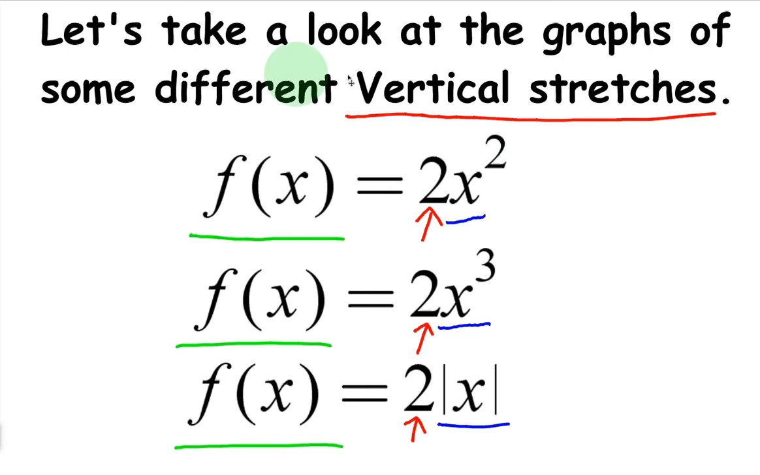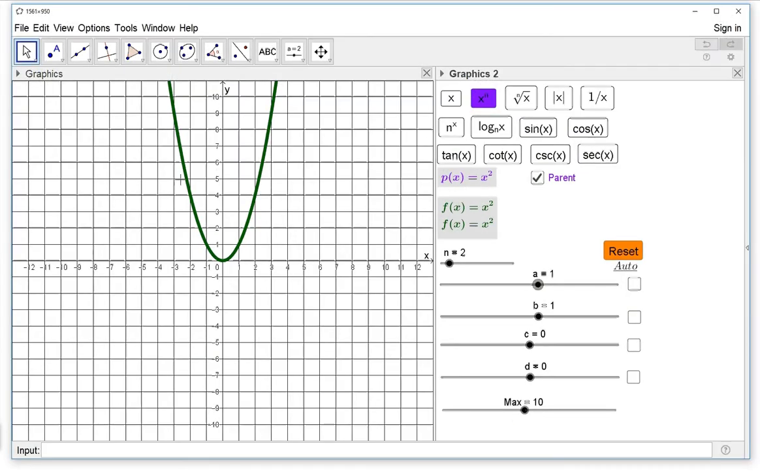Now we're going to take a look at vertical stretches. When you have vertical transformations, like we saw with the flip, they're a lot easier to understand than horizontal. Let's take a look. First of all, we're going to do f of x equals 2x squared. So here we have x squared, which is our parent function. Notice what happens when we put a 2 in front of the x squared.